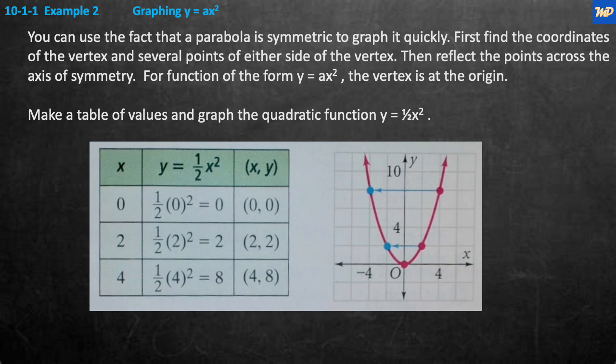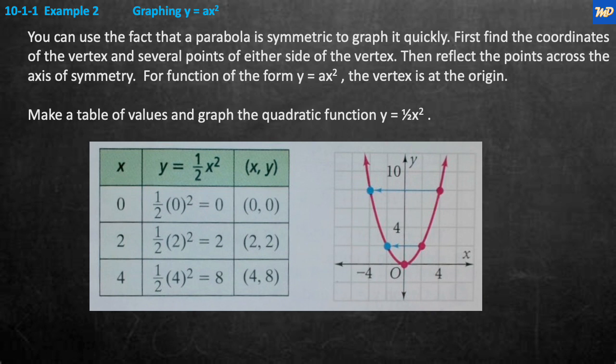So in example 2, we're going to talk about graphing y equals ax squared, which is a quadratic function. It says you can use the fact that a parabola is symmetric to graph it quickly. And we've talked about that previously, that it's a U and it's either facing up or down, and everything is symmetric about the line of symmetry.